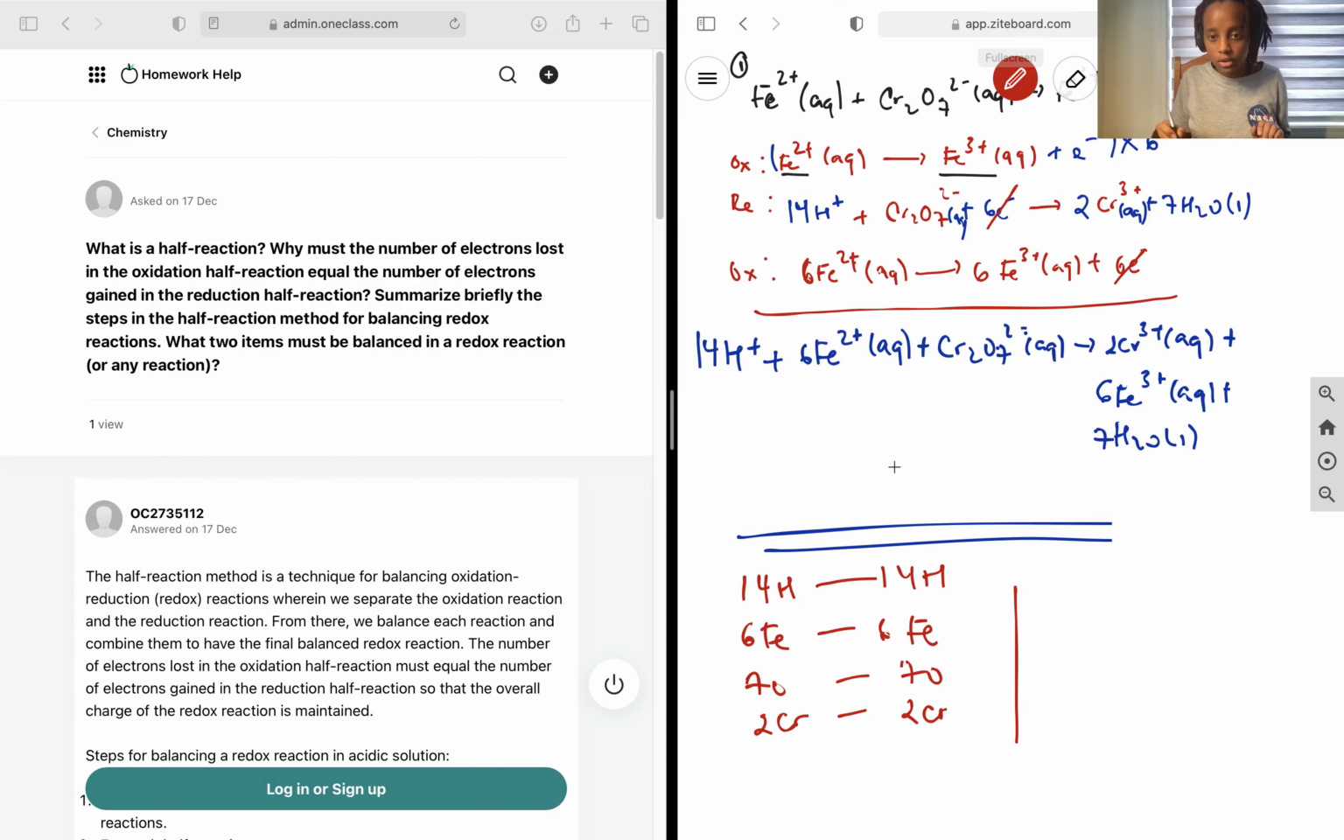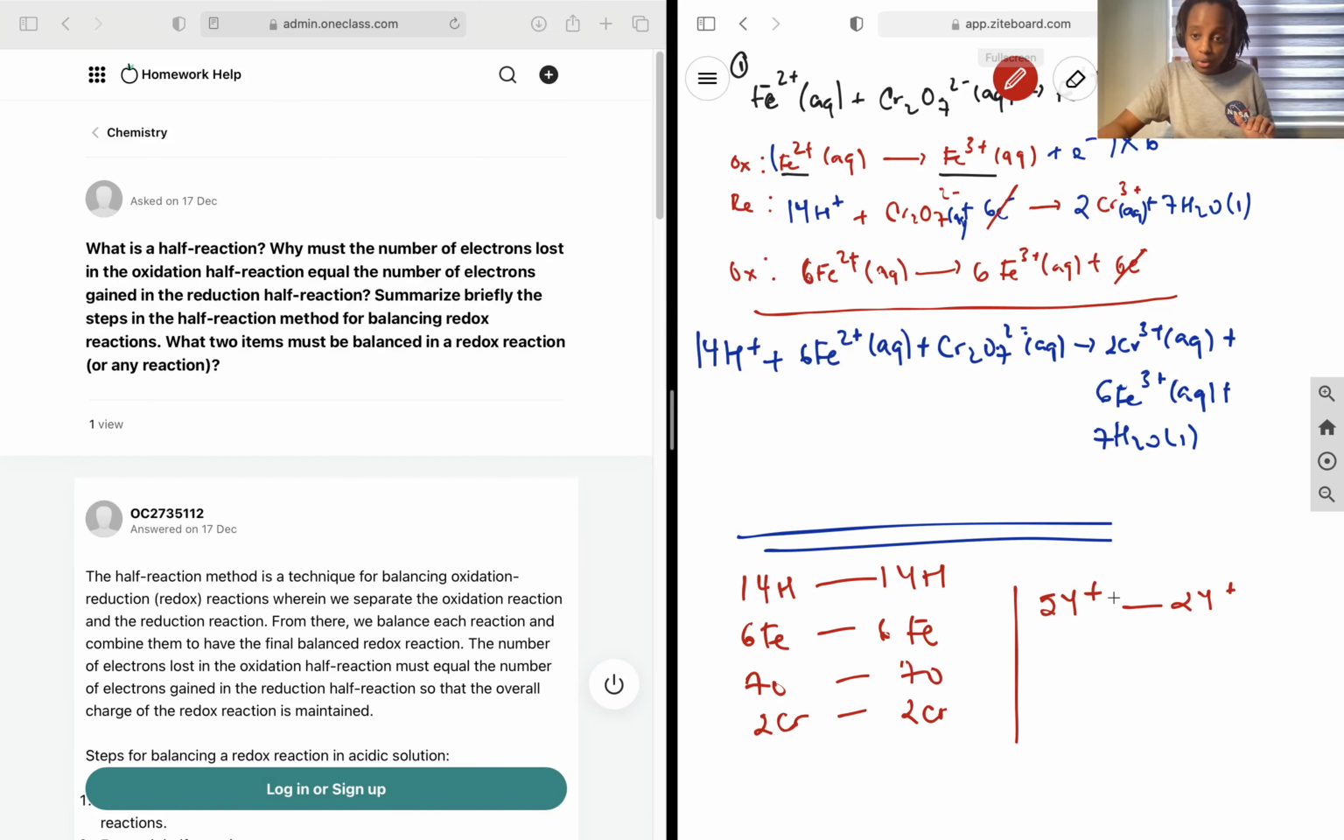And that's it. Again, charge, 14 plus 12 minus 2. So 14 plus 10, that's 24. Here, 6 plus 18, which is 24 too. So we have 24 plus, 24 plus. So mass and charge are both conserved when the equation is completely balanced.